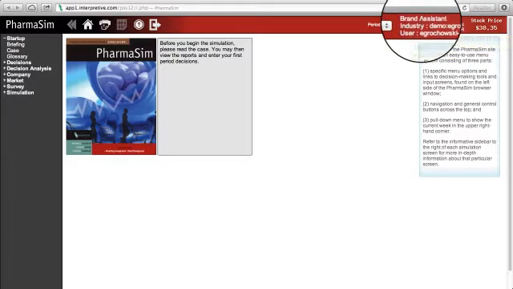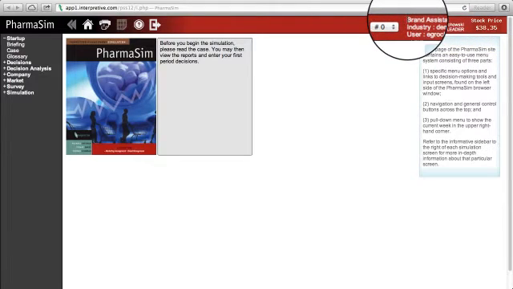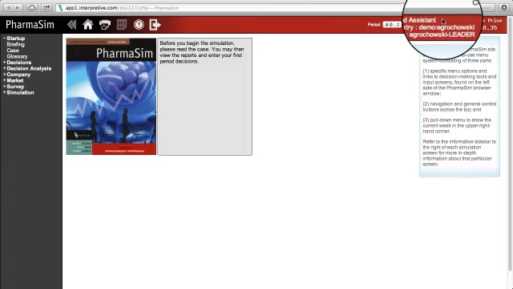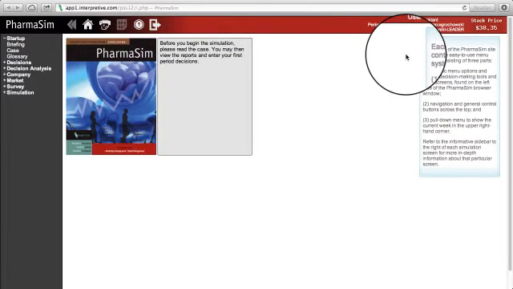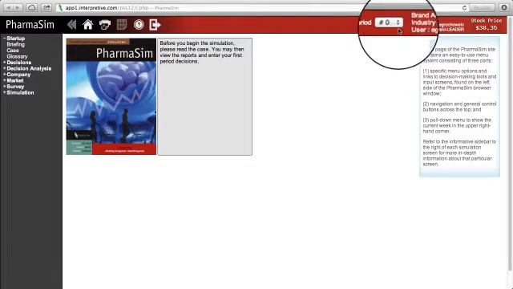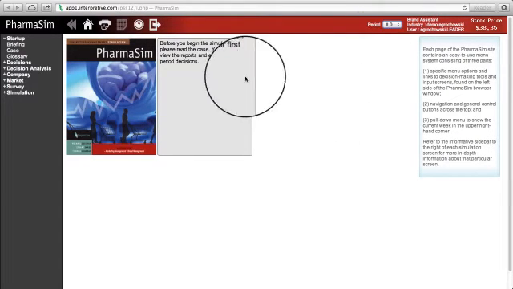And over here, you're going to see your role for this decision. Your first two decisions, you'll be a brand assistant. Then you'll move into brand assistant manager and then brand manager. And this identifies which period this decision is being made for.